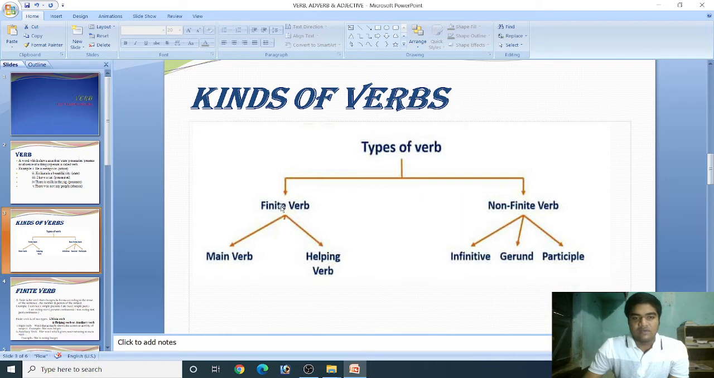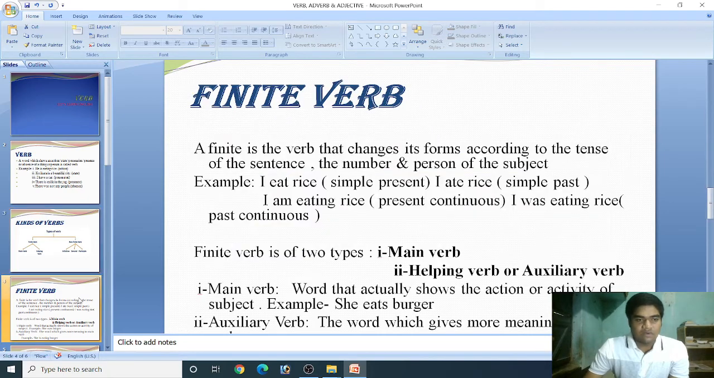Then finite verb is again classified into two types: main verbs and helping verb, or auxiliary verb as well. Helping verb is called auxiliary verb as well. And the other type of verb is non-finite verb, and this one is again classified into three types: infinitive, gerund, and participle. Now we are going to learn every type of verb here. So let's start with finite verb.